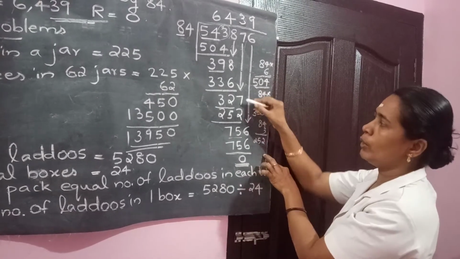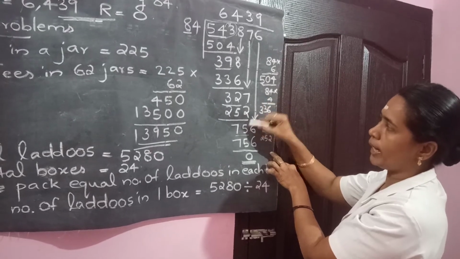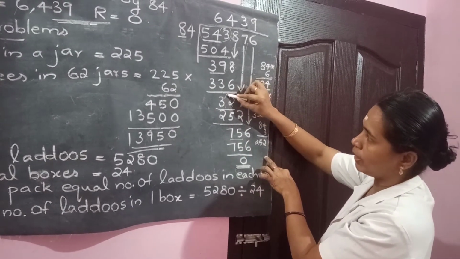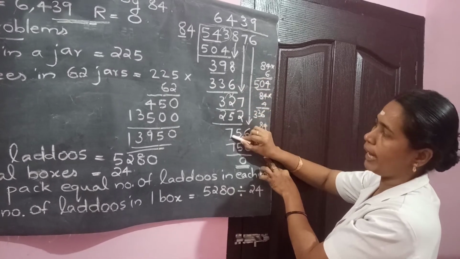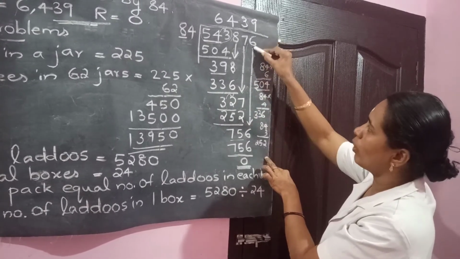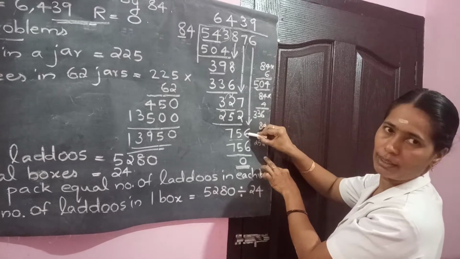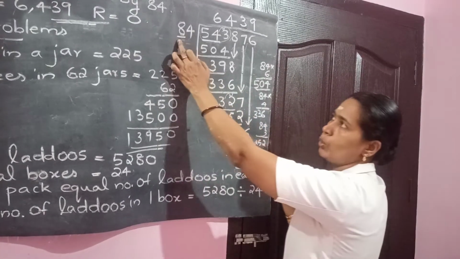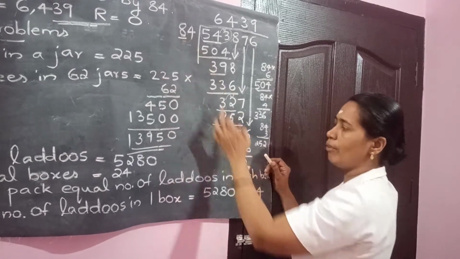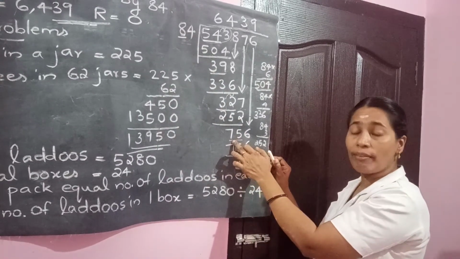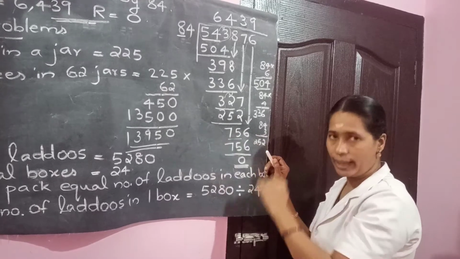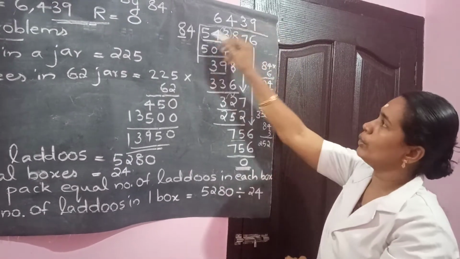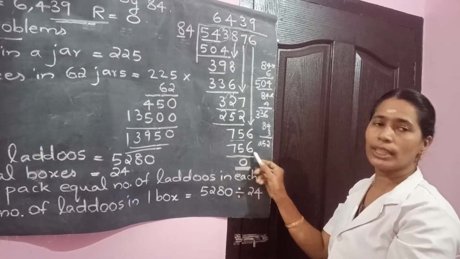Then you subtract. 7 minus 2, 5. 2 minus 5 not possible. So borrow 1 from here. So 12 minus 5 we have 7. Then you bring down the last digit 6. Okay. Then we have 7, 5, 6. Same method I told you. Think about 8 into what number is giving 75, and 9. So we can write 9 on the top. And, good luck, 9 into 84 is 756 itself.